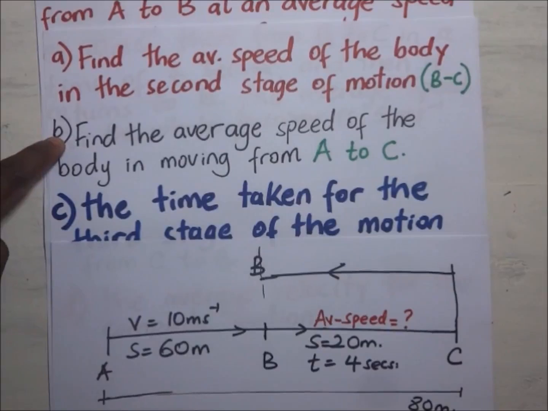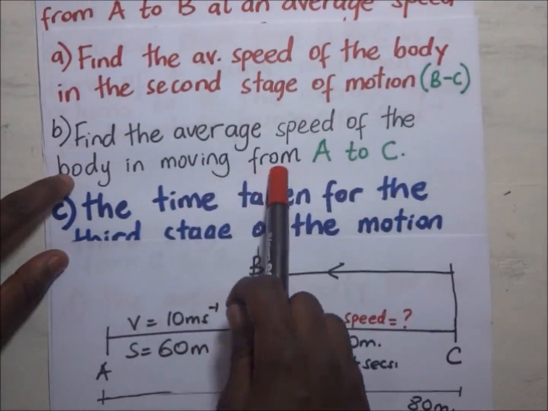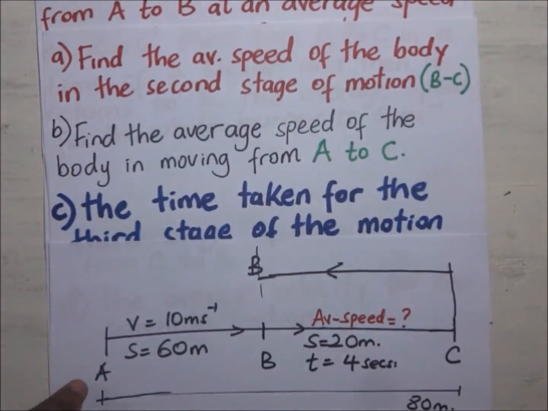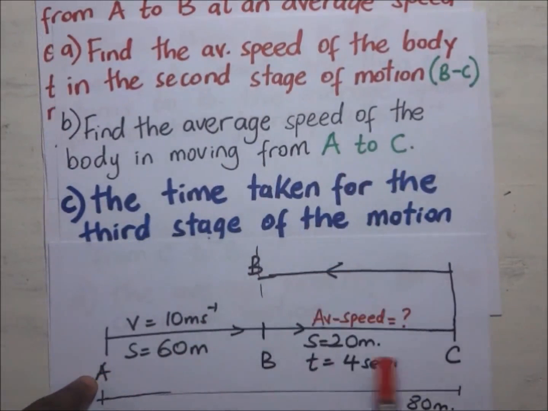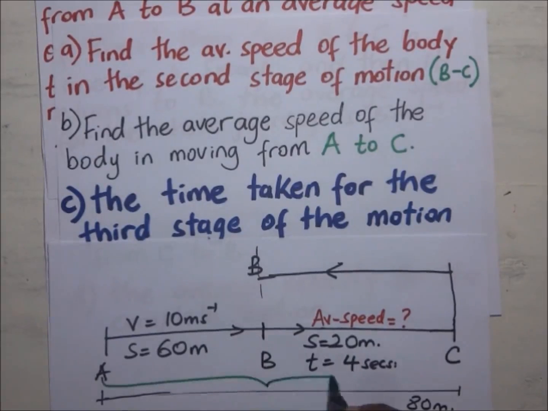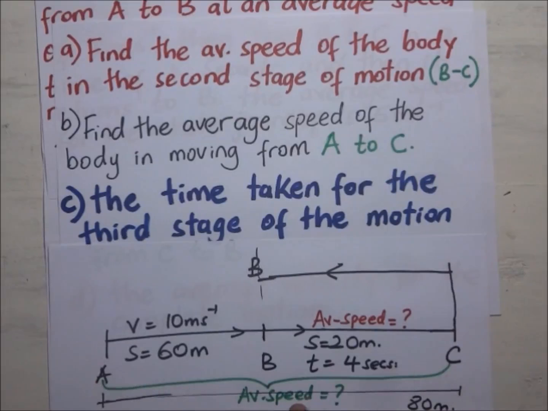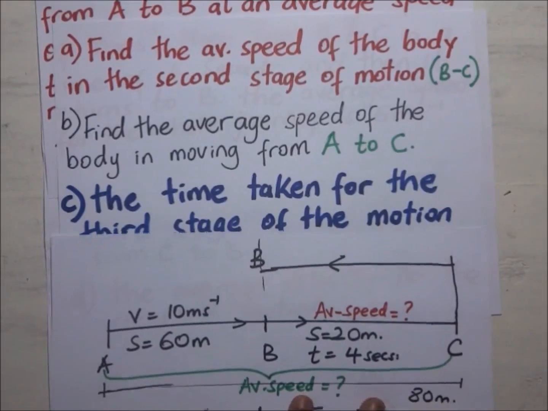Then part B wants us to find the average speed of the body moving from A to C. So meaning that we are also required to find the average speed moving from A to C. So we're supposed to also find that.